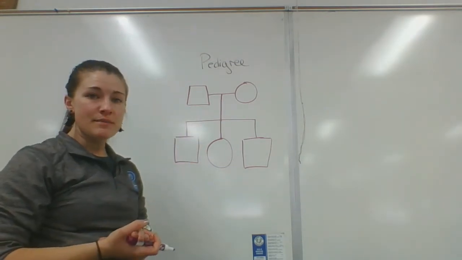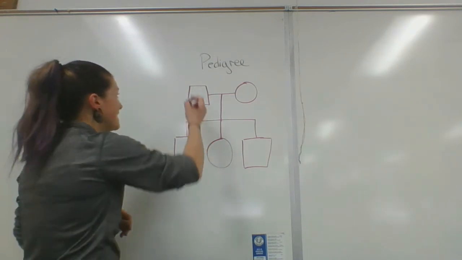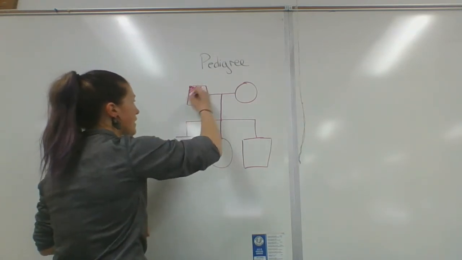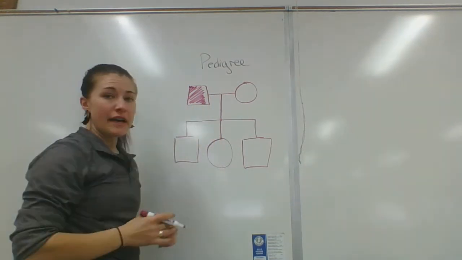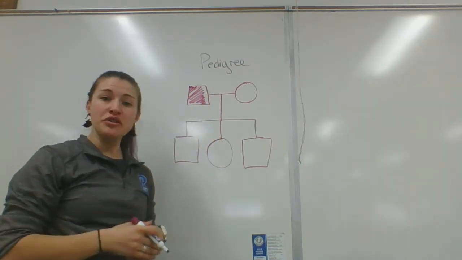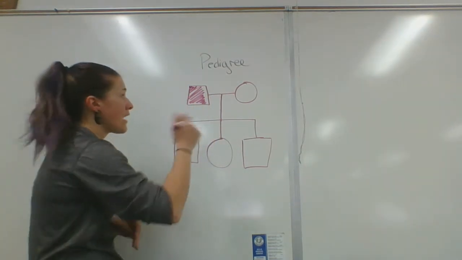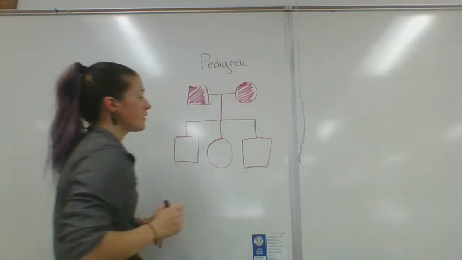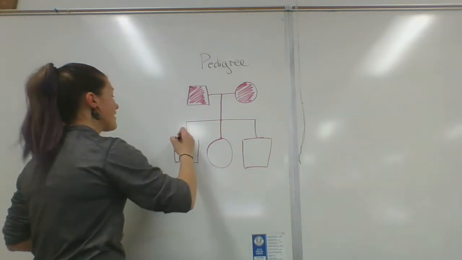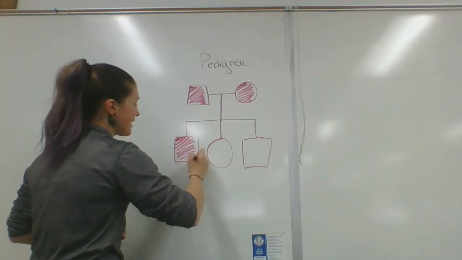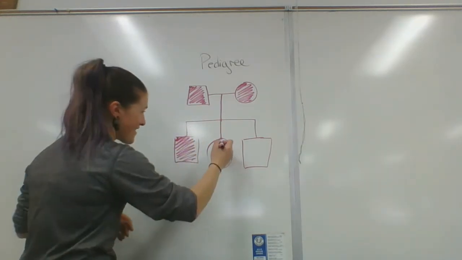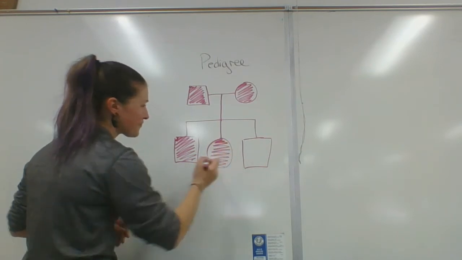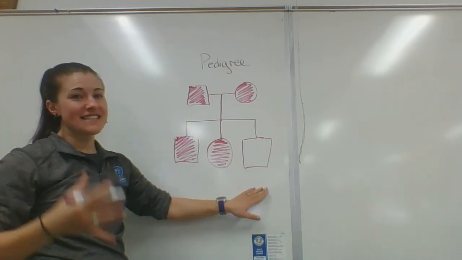Now we're going to start to map the traits. My dad has a widow's peak. If the person has that trait, we are going to shade in their box. My mom also has a widow's peak. My older brother has a widow's peak. I have a widow's peak. But my little brother does not.